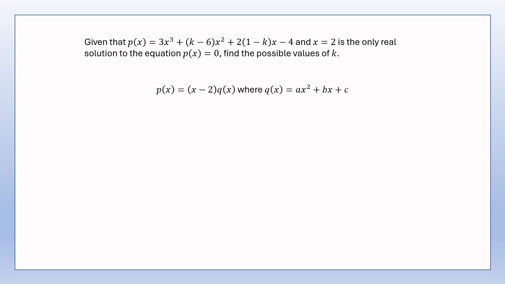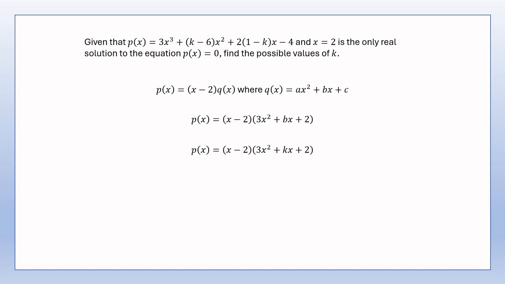So P of x can be factorised as P of x equals x minus 2 times q of x, where q of x is equal to ax squared plus bx plus c, and it's clear that a is equal to 3 and c is equal to 2. And so P of x is equal to x minus 2 times 3x squared plus bx plus 2, and it's also easy to see that when expanded out, the coefficient of the x squared term will be b minus 6, and the coefficient of the x term will be 2 minus 2b, and so b must be equal to k, giving P of x is equal to x minus 2 times 3x squared plus kx plus 2.